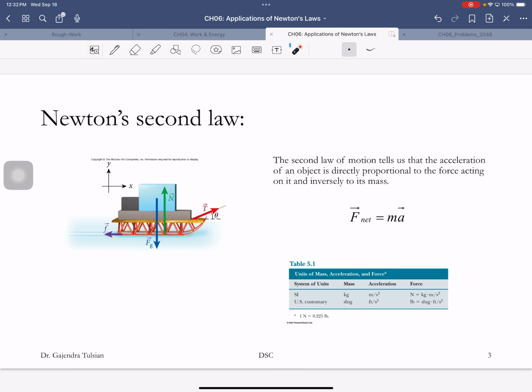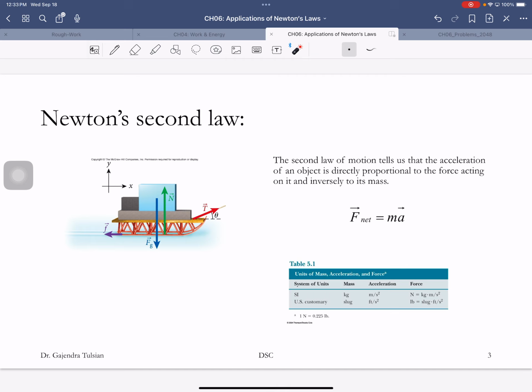Newton's second law says, if you have an object and there are several forces acting on this object, so for instance, there's the force of gravity, here's the normal force, here's an applied force, so you're pulling on this sled, and there's the friction force. The net force is the vector sum of all those forces. And the effect of this net force is it accelerates the object. So that's Newton's second law.